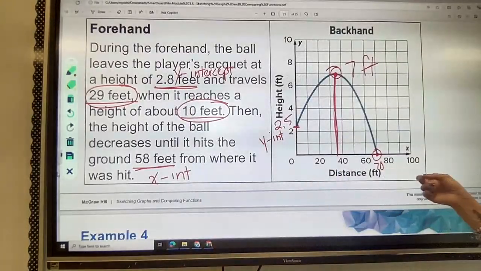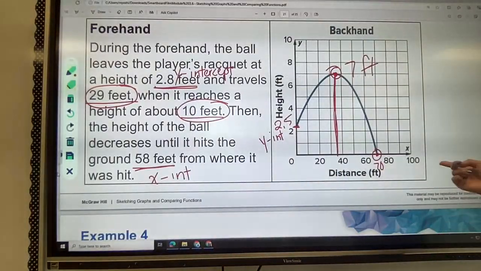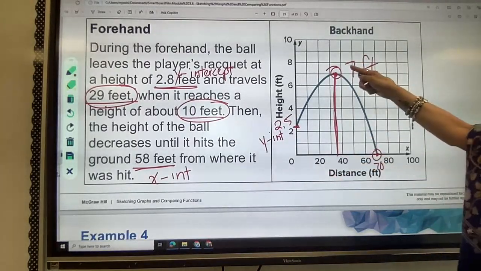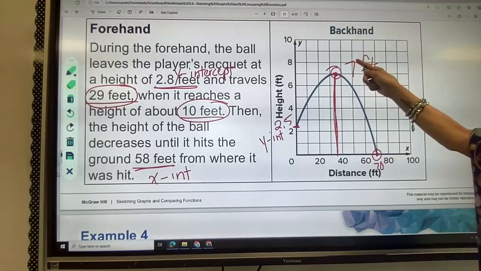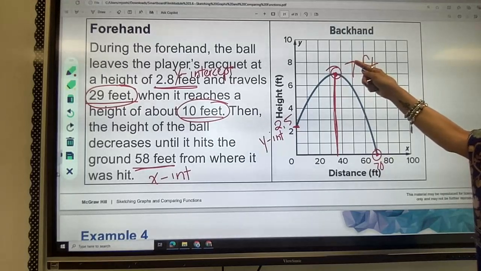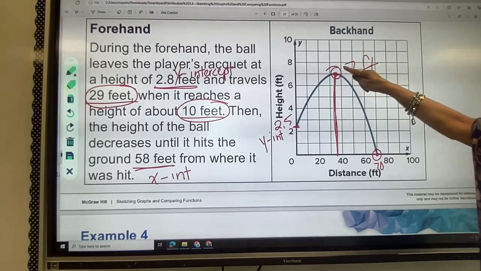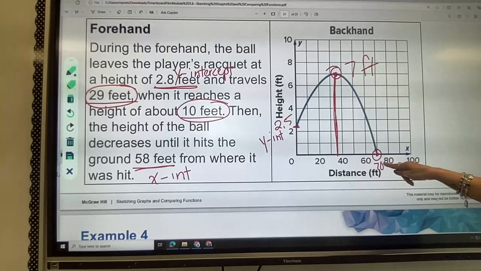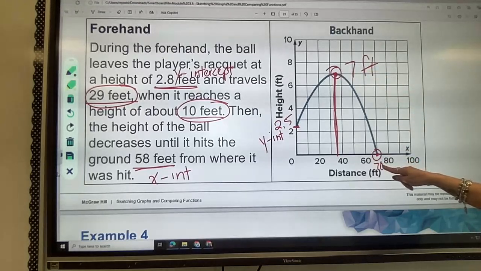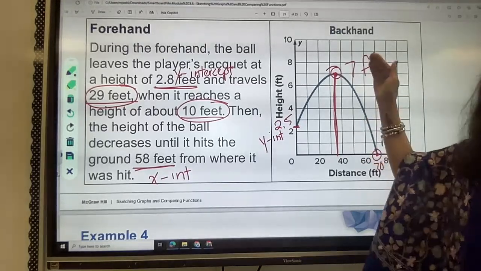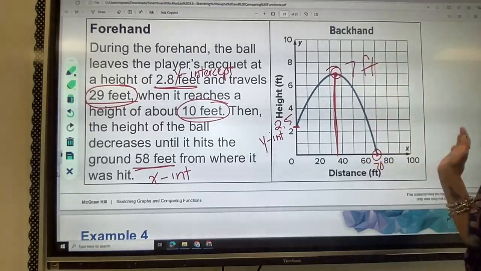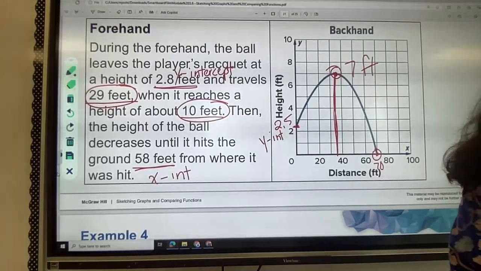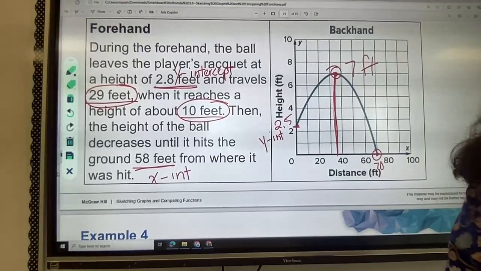Let's look at this one. It increases to a height of 7 feet from x equal to 0 to x equal to 35, right? And then it decreases from x equal to 35 to x equal to 70, to a height of 0 feet. So we can look at this and see where it is increasing and where it is decreasing.